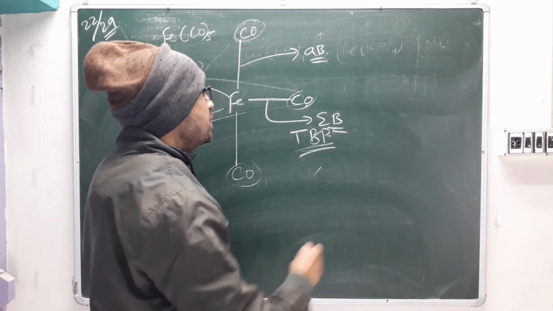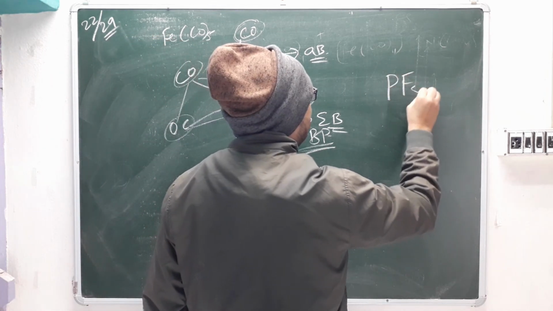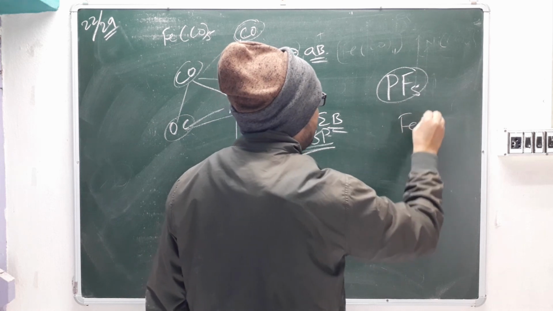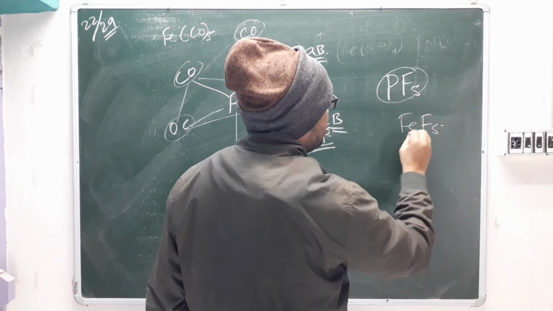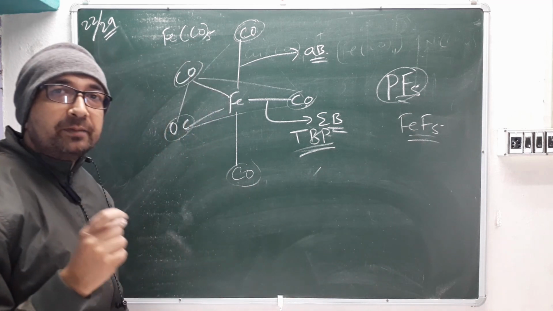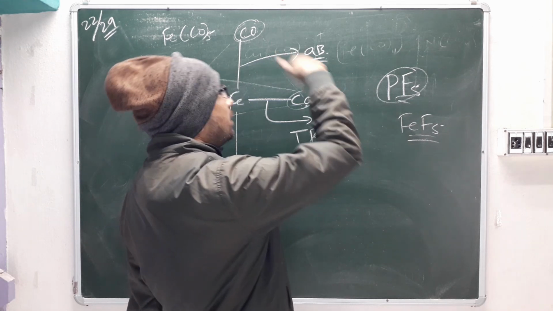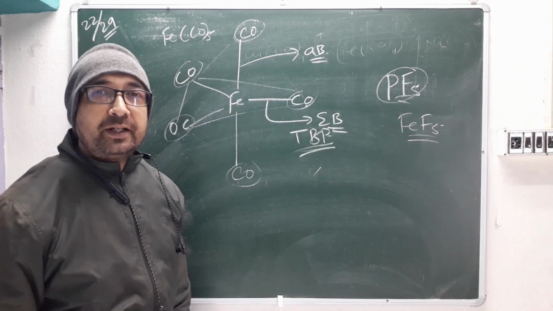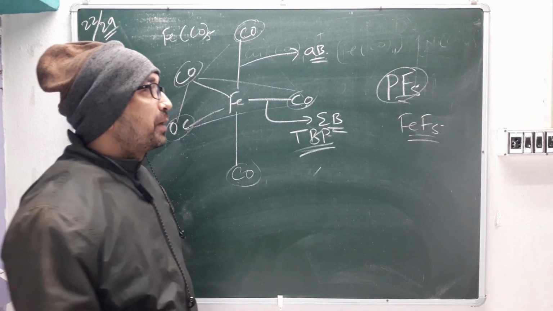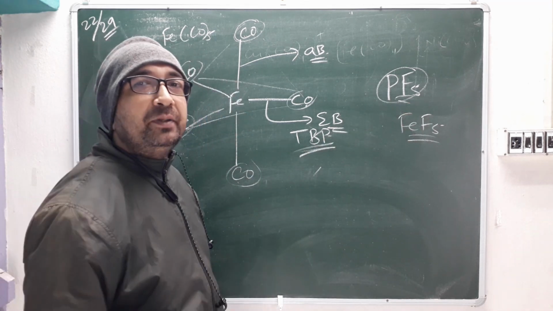So which molecule will show fluxional behavior? PF5. Suppose it is iron and F5. This molecule, because fluorine is a smaller atom, right? So in that, what is happening? The fluorine will be continuously changing its position at room temperature, and that we call fluxional behavior, okay?